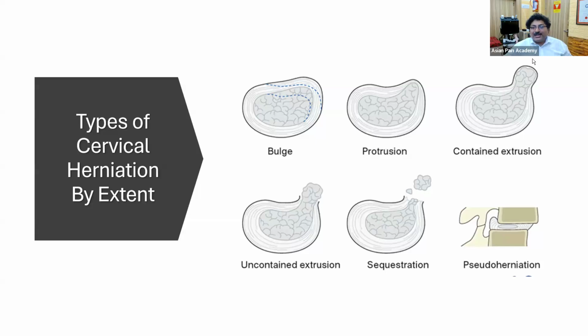Then when the material comes out, it becomes an extruded disc. Then it becomes uncontained. Up to this point, it is contained, that means the outermost shell is remaining intact. So it is a contained extrusion.